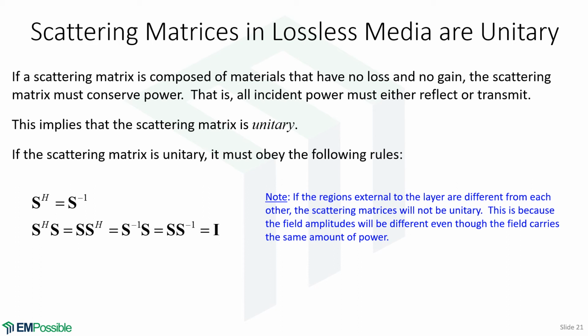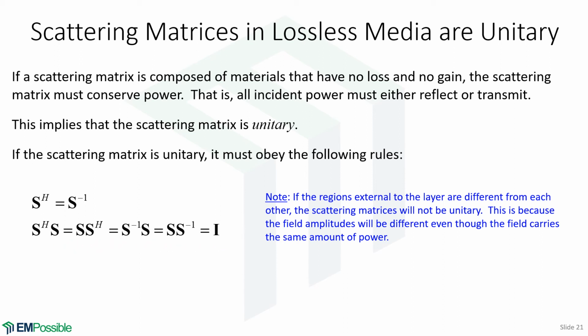And so unitary matrices have some properties. Here we have what's called a Hermitian operation, or a complex transpose. What this is: we take the transpose of the scattering matrix, and then we also take the complex conjugate of all of its elements. If doing that is the same thing as the inverse of the matrix, then we have a unitary matrix. And so, we can write a bunch of properties for this.